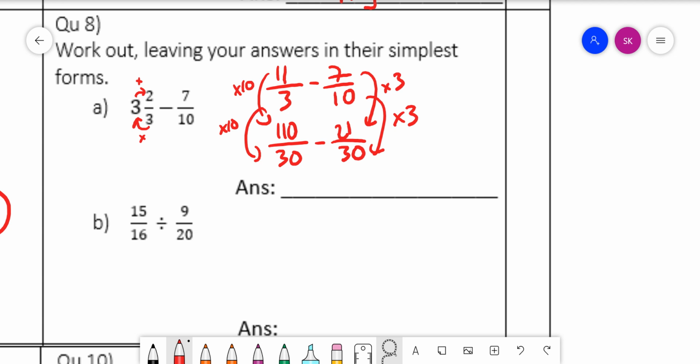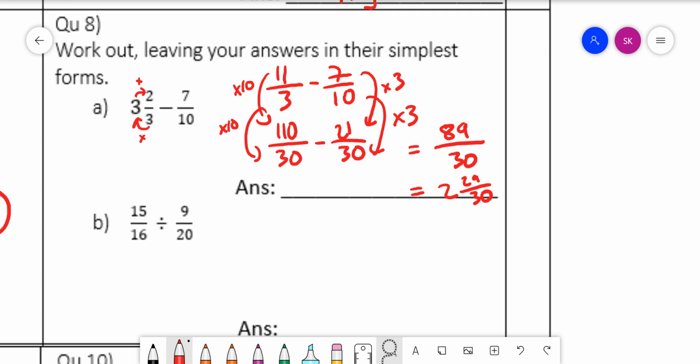So now I have to do 110 take away 21, which is 89. So that is in its simplest form already, but if I wanted to write it as a mixed number, it would be 2 and 29 over 30. So make sure you've marked that. Pause the video if you need more time to do that. Press play when you're ready for part B.